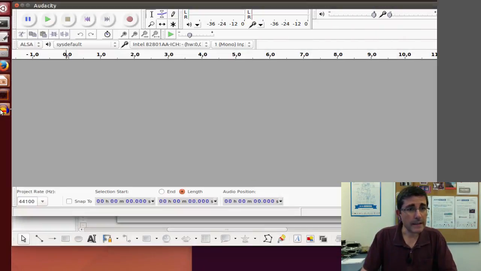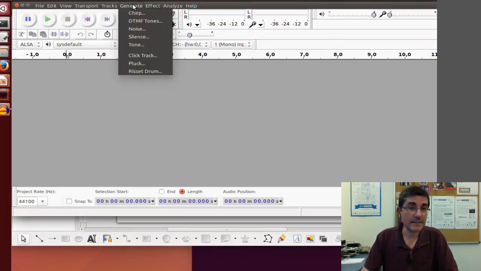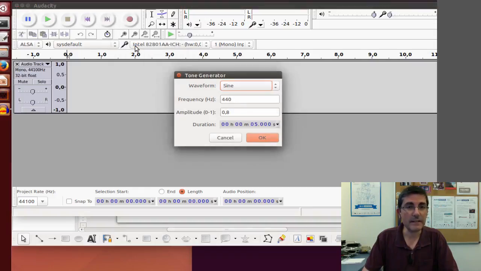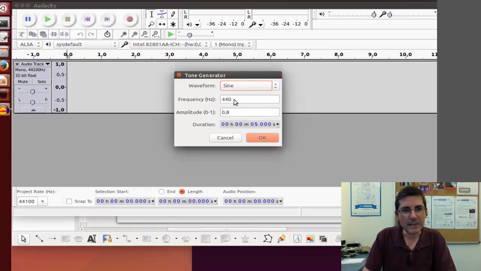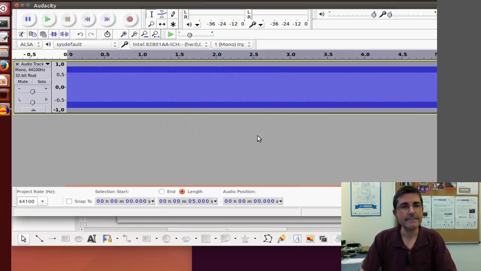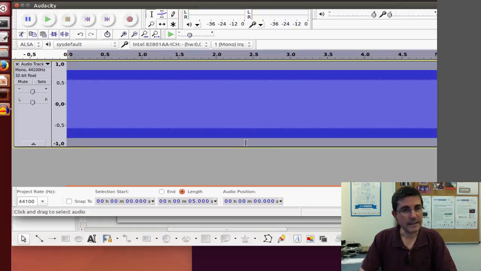Let's start by opening Audacity and generating some periodic signals. Here it has a tone generator, and the most fundamental periodic signal is the sine wave that we already have seen. So let's generate a sine wave of 500 Hertz, duration of 5 seconds, and amplitude 0.8. Okay, so here is our sine wave. Let's hear it.